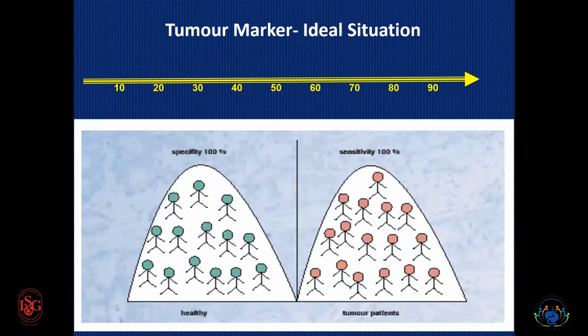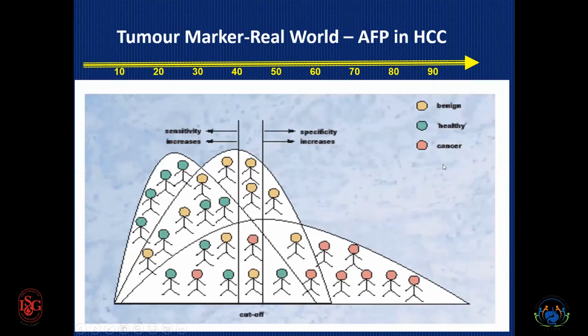Suppose I have an ideal tumor marker, which gives, let us say, a cutoff of 55. Everyone with a value above 55 has the disease, and everyone below 55 does not have the disease. This is an ideal and excellent situation, but it never happens in real life. Such a situation would be 100% specific and 100% sensitive.